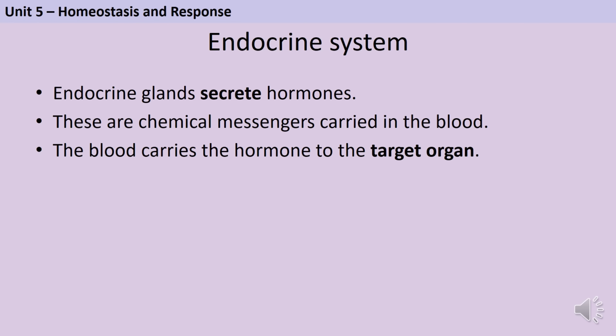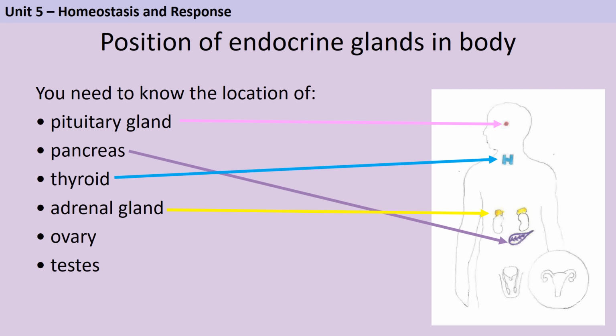The endocrine system is the second system that's involved in homeostasis. Endocrine glands are cells that can secrete hormones. These are chemical messengers that are carried in your blood until they get to a target organ where the hormone needs to act. There are 6 specific endocrine glands that you need to know the locations of.